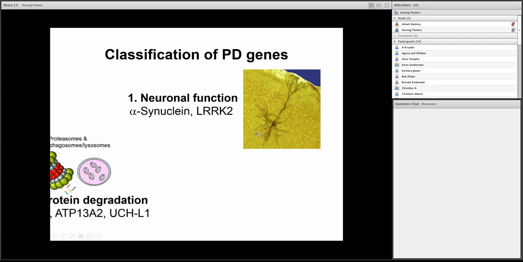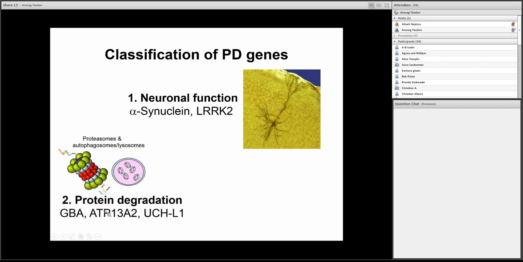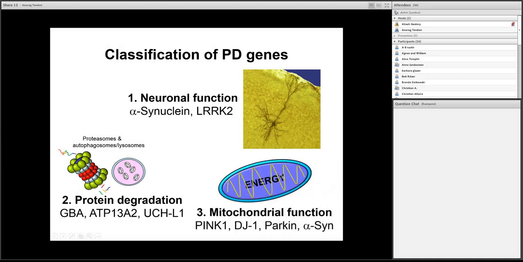And we have a number of proteins or genes that are involved in protein degradation pathways, such as proteasomes or autophagosomes, lysosomes. And lastly, there are some that are involved in mitochondrial function, and this is really important in Parkinson's disease, understanding how energy metabolism occurs. And so some of the autosomal recessive genes, such as PINK1, DJ1, and Parkin, seem to be involved in regulating how mitochondria behave and produce energy. And some recent studies have also implicated alpha-synuclein as being involved in this pathway.